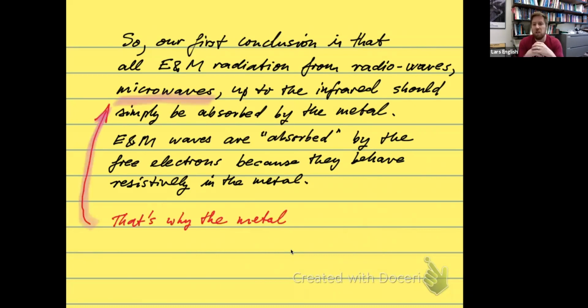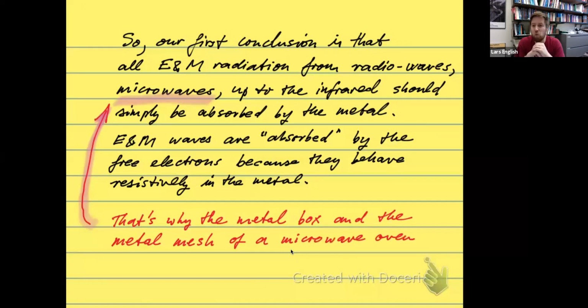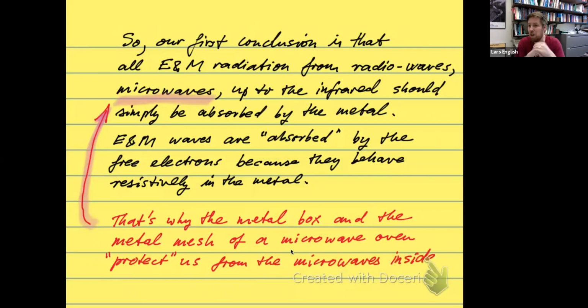Okay, so just as a quick example, this is why a metal box, and it doesn't even have to be very thick. If you've ever noticed your microwave oven, it's a pretty thin box. And moreover, the front panel, well, if you've ever looked there, it's a pretty thin metallic mesh, right? But that is enough to shield you from the pretty intense microwaves that are inside of the oven. And so the metal, it doesn't have to be very thick, basically absorbs all the microwaves.